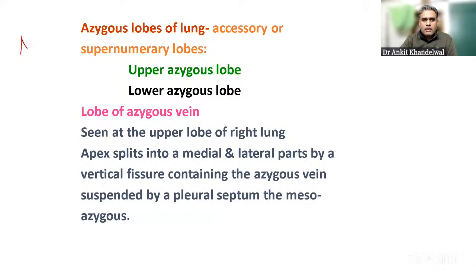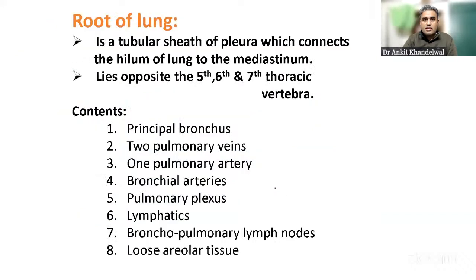Now, this is one more applied point that you can remember, and it can come as a separate question: the azygos lobe of the lung, or the accessory or supernumerary lobes. Just go through it, guys. Upper azygos or lower azygos lobe can be there. Azygos lobe and azygos vein are two different things. Just read them. It is not a very major difference, but you should know how to write it in the exam.